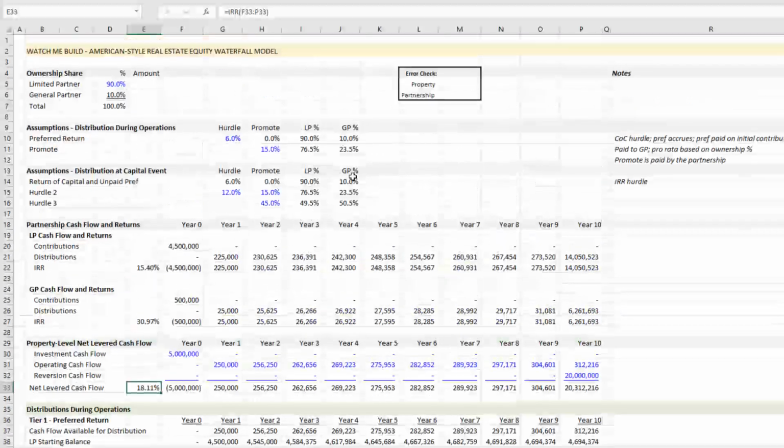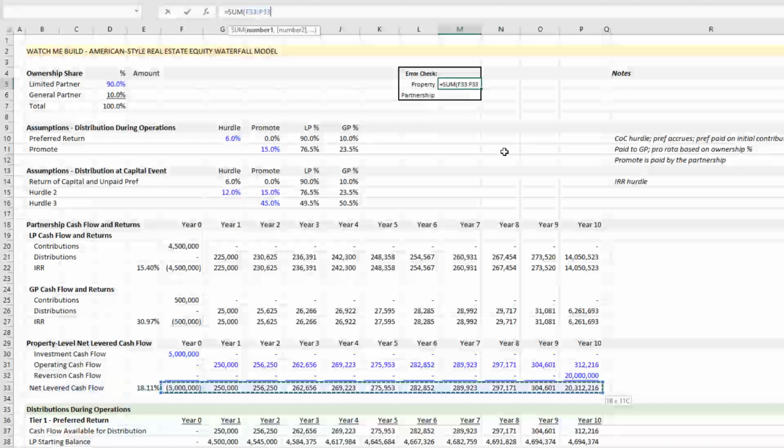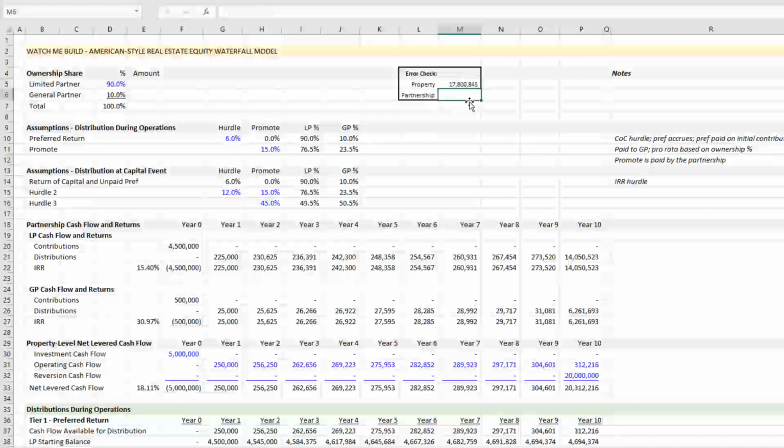let's go ahead and run an IRR or an error check. So we want to ensure that all cash flows have been properly contributed from and distributed to the partners. First we go equals, and let's just sum up the net cash flow available at the property level. That's just the net levered cash flow line. That's the sum of both distributions and contributions, or requirements for contributions and cash flow available to distribute at the property level. We sum that.